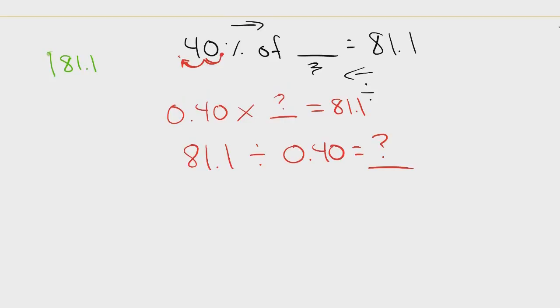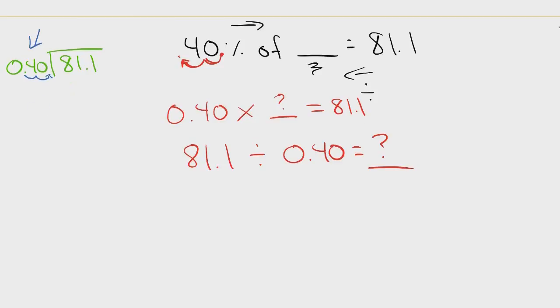81.1 divided by 0.40. I hope you know you cannot have a decimal out here on the outside. Yes, I'm using very simple terms, the outside and the inside. You cannot have a decimal on the outside, so we need to change this number into a whole number. So we move it 2 spaces to the right to change it into a whole number.